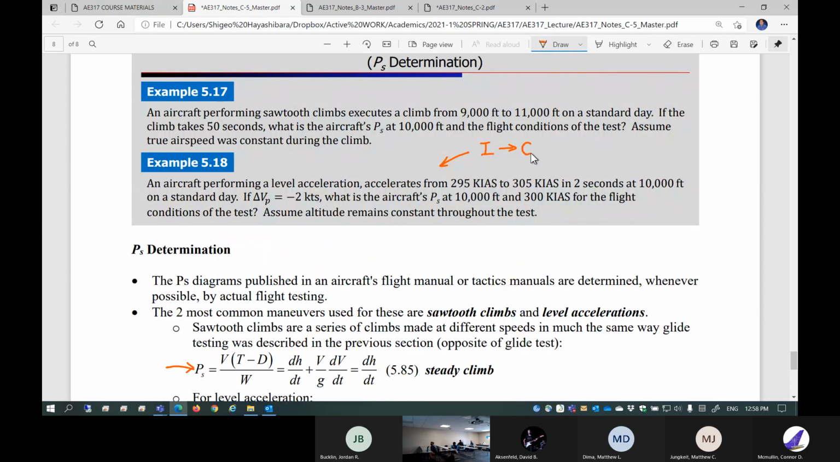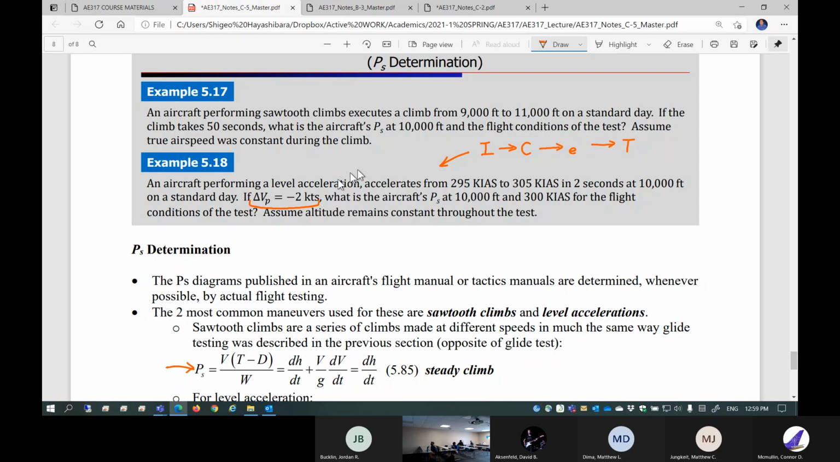Indicated to calibrated, to equivalent, to the true. So you have to go through this process once KIAS is given. Too bad. Anyways, 295 to 305 KIAS in 2 seconds at 10,000 feet on the standard day. Well, of course, you're given this is a position error.